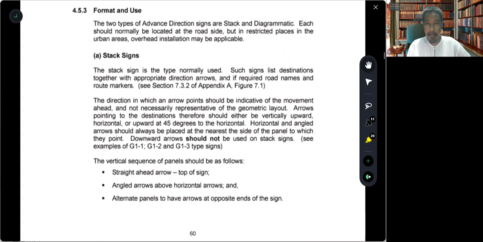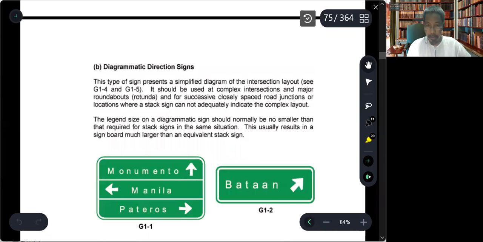Okay, it only represents movement. So do not think of it as a design or scaled map. Okay, arrows pointing to the destination should therefore either be vertically upward, horizontal, or upward at 45 degrees to horizontal. Horizontal and angled arrows should always be placed at the nearest side of the panel to which they point. Okay, downward arrows should not be used on stack signs. Okay, so let us take a look at those examples.